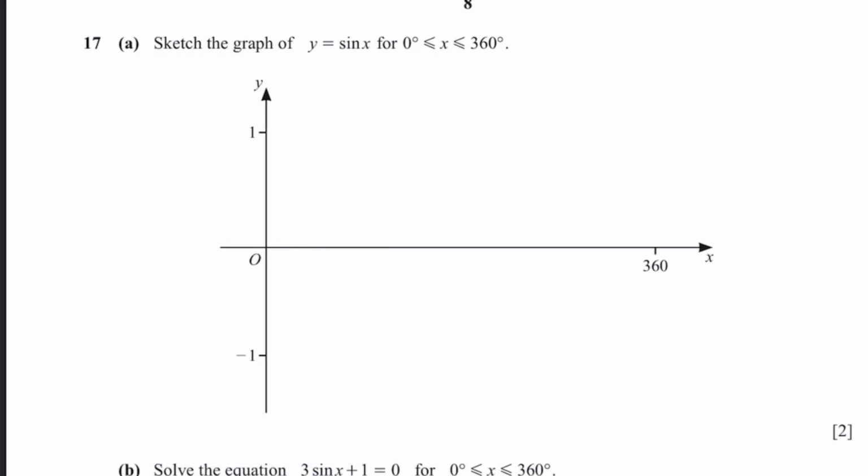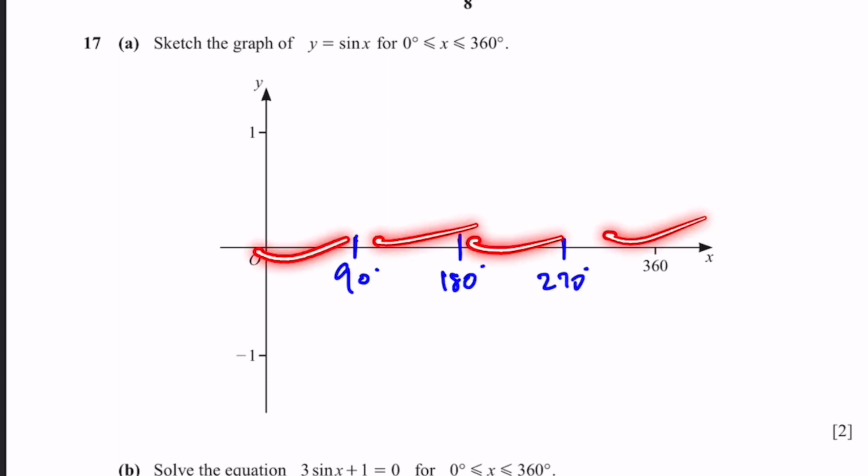Question 17. A. Sketch the graph of y equals sine x for 0 degrees less than or equal to x less than or equal to 360 degrees. First thing we'll do is divide this line from 0 to 360 into half. Approximately half is here. That'll be 180 degrees. Now divide these two halves again into half. That'll make 90 and 270. We have 4 quarters. We can split the graph into these 4 quarters.